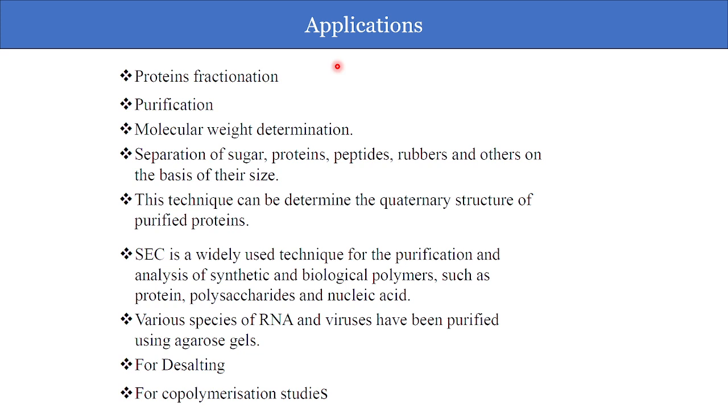So the applications of this technique are protein fractionation, purification, molecular weight determination, separation techniques, and also understanding the quaternary structure, because higher molecular weight proteins elute earlier. And we also use it for desalting, buffer exchange, copolymerization studies, and so many other applications. So using one technique, you can do several other things as well. Now, I guess size exclusion chromatography is clear to you all.